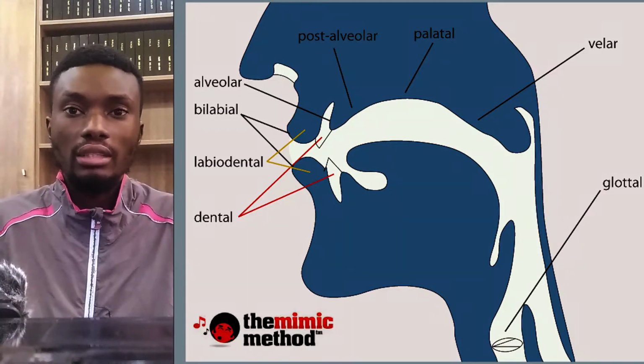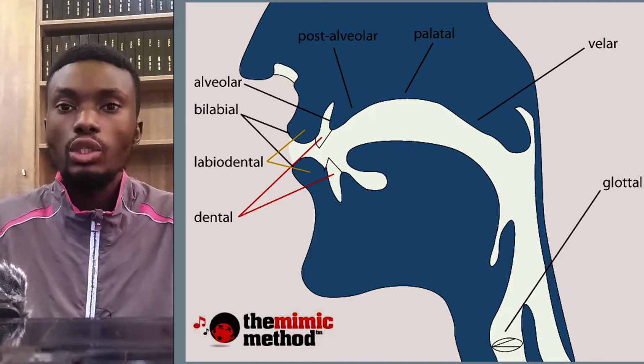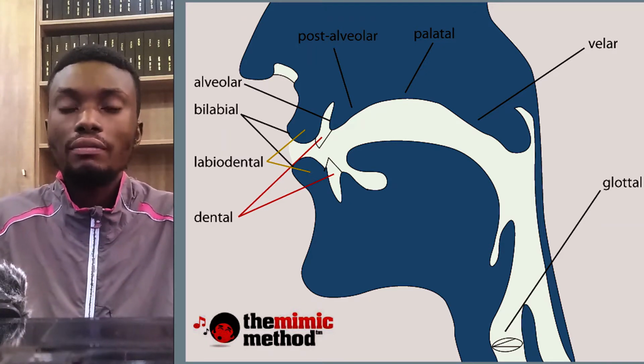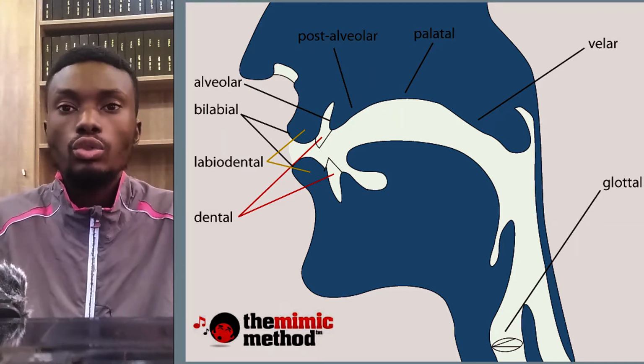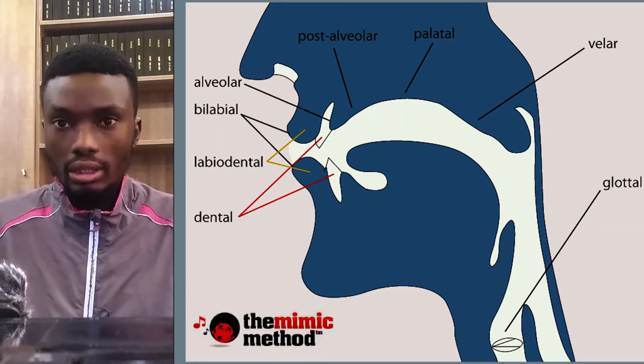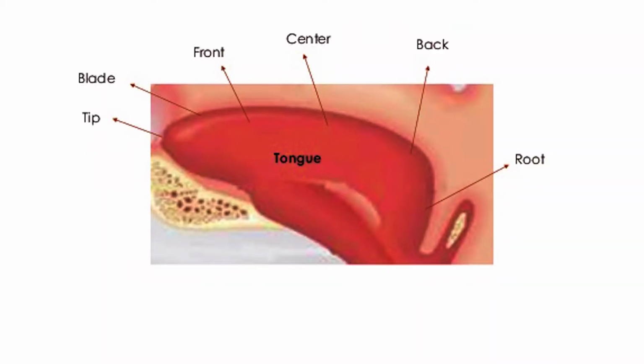in the Yoruba language. We have the lips. The lips are one of the most important organs of speech that we use in producing sounds. We have the upper lip and the lower lip. We also have the teeth. The teeth also aid in the pronunciation of some sounds. We also have the tongue. The tongue is labeled. We have the tip of the tongue, the blade of the tongue, and the back of the tongue.